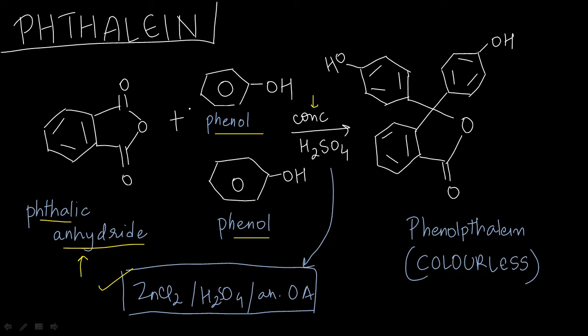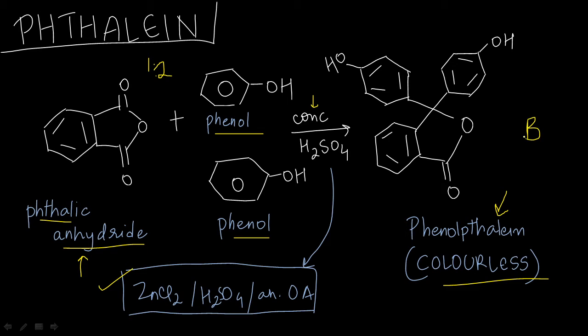So the molar ratio is 1:2. Okay, so as you can see, we have 1 mole of phthalic anhydride and 2 moles of phenol. We get a dye known as phenolphthalein, and it is colorless. This is the benzenoid form.